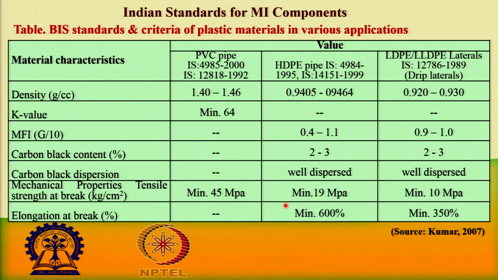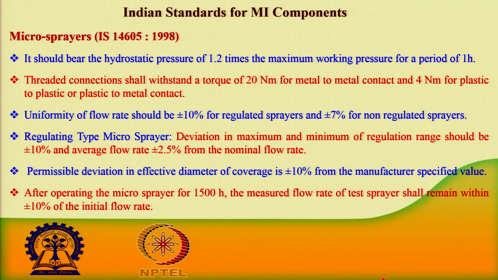So, the pipeline which is being developed should follow this range, meaning density in this range, K value minimum 64, and manufacturing melt flow index in this range. Like this for different pipelines, PVC, LDPE or LLDPE, these are the prescribed values, and this should be used.